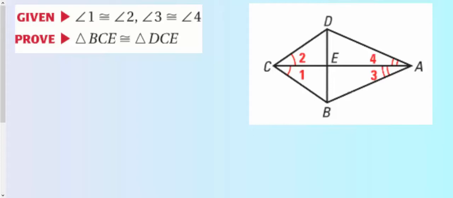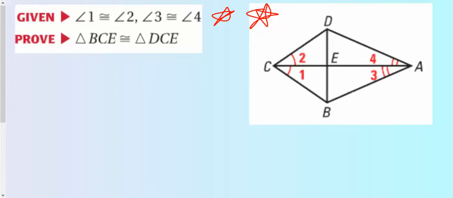All right, now this is a good one. This is what I call the inception proof. It's proving two triangles are congruent to show two parts are congruent to show two other triangles are congruent. So yeah, this is a fun one.